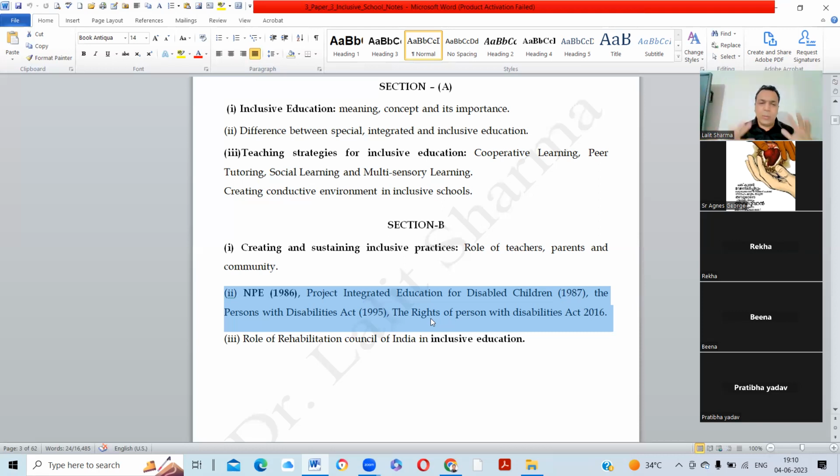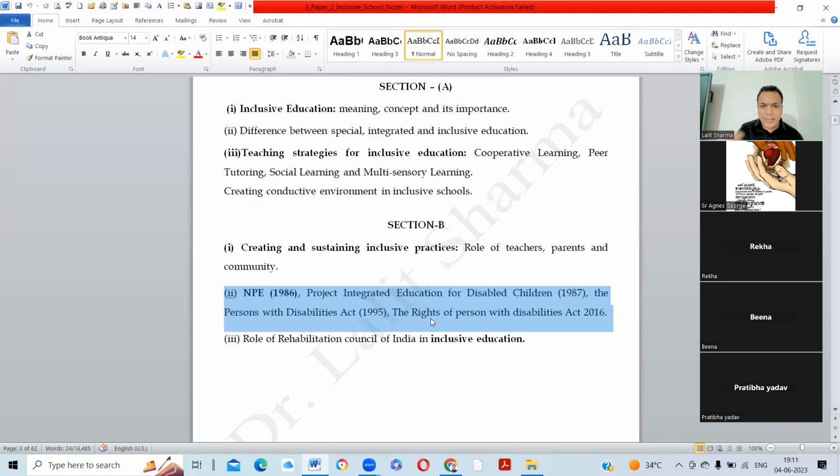So guys, ultimately your paper is related to inclusive education. If the concept of inclusive education is clear to you, meaning what is inclusive education, the need of inclusive education, the importance of inclusive education, what are the barriers in implementing inclusive education, and what are the measures to be taken by the government to promote inclusive education, then I think everything would be clear to you, right, guys?